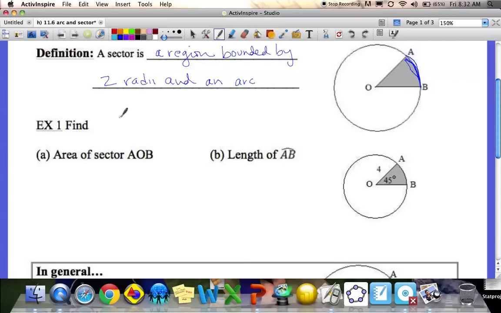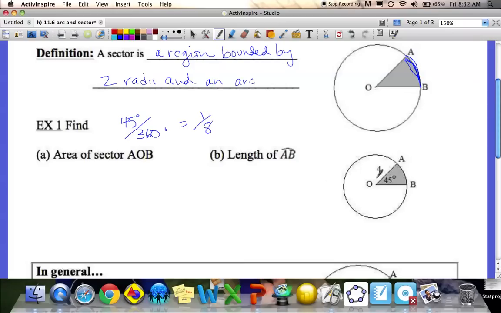We're looking at what percent of the circle. We're looking at 45 over 360 degrees, which is 1/8 of the entire circle.